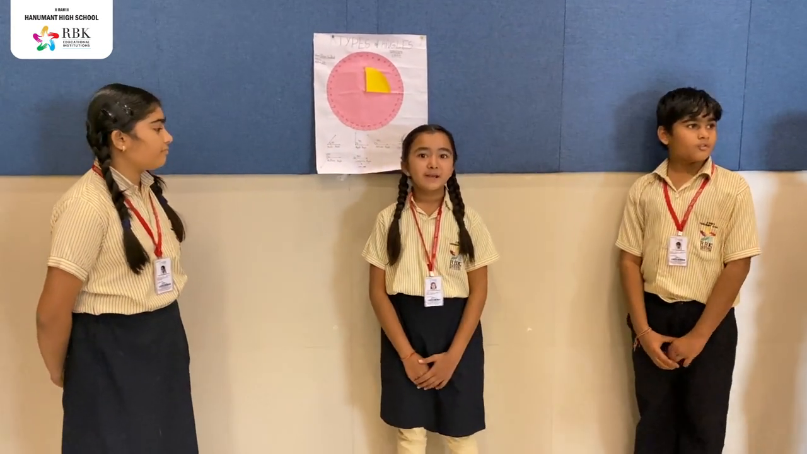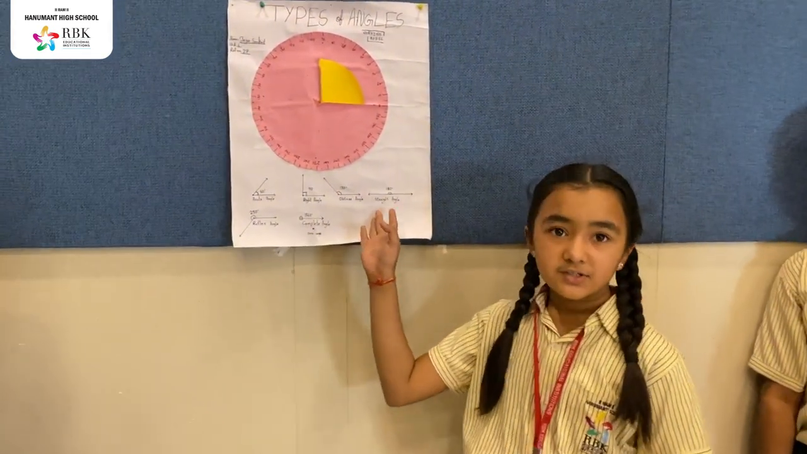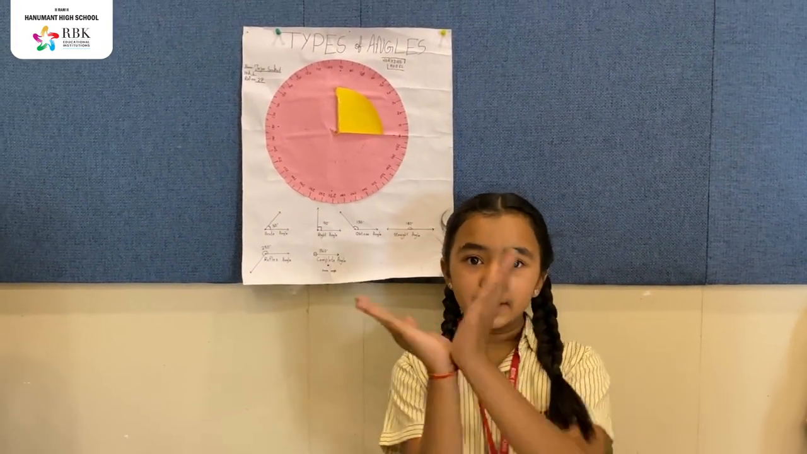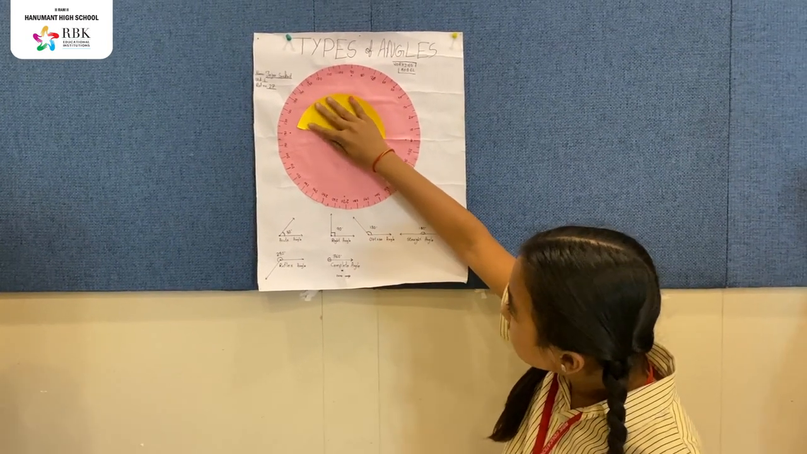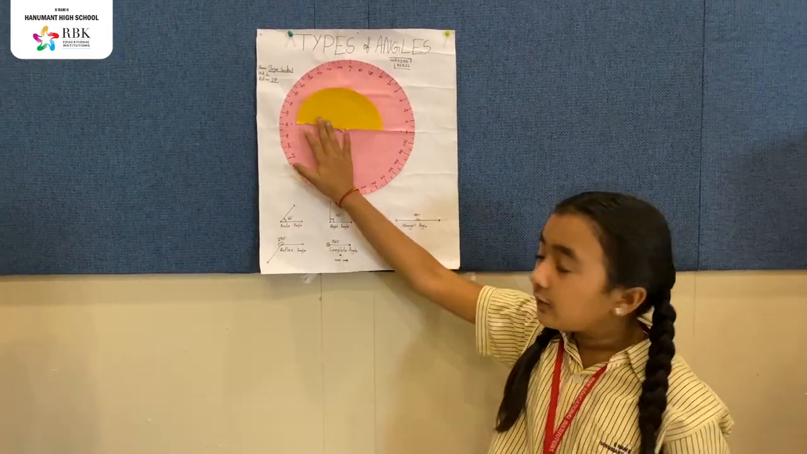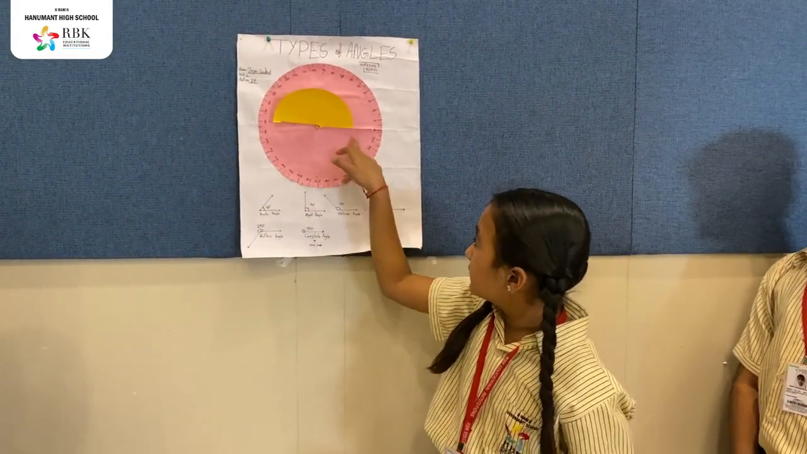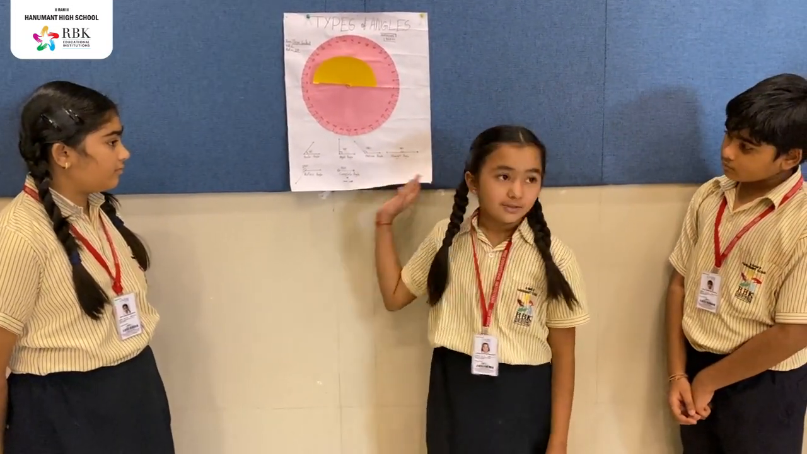Good morning friends, myself Shreya. Today I will explain about the straight angle. A straight angle is two right angles, so it comes at 180 degrees. It is half portion of this. Now my friend Shreya Mehta will explain about the next angle.